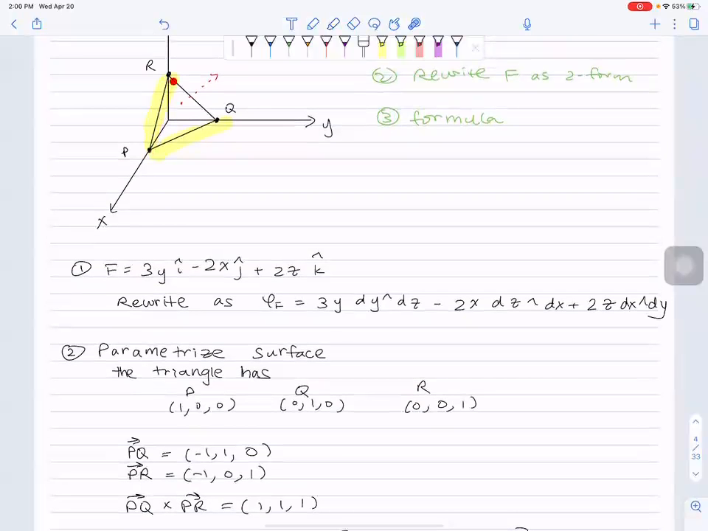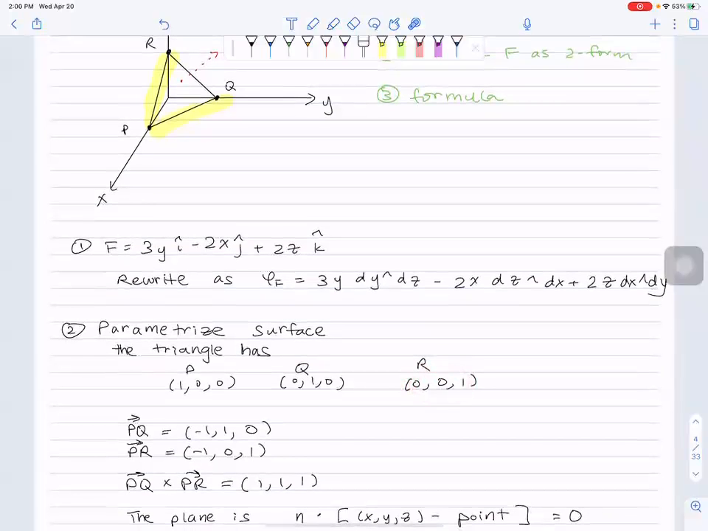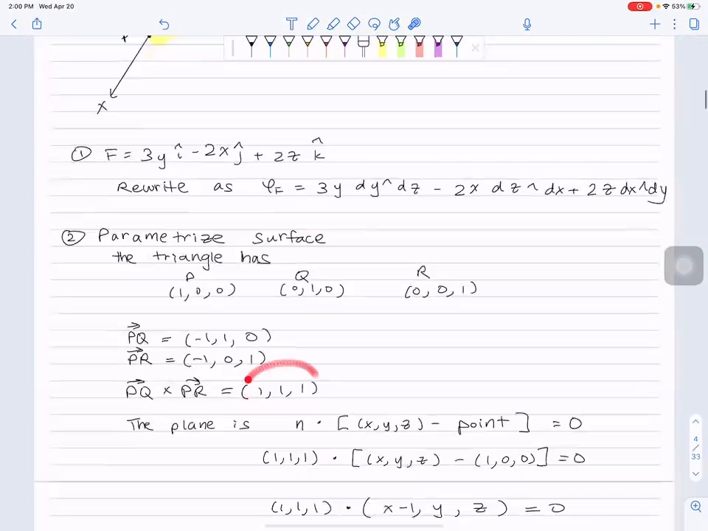PR is going to be the R point minus the P point, which gives me -1, 0, 1. PQ, doing the same thing, gives me -1, 1, 0. And if I take the cross product of that, I see that my normal vector is 1, 1, 1.